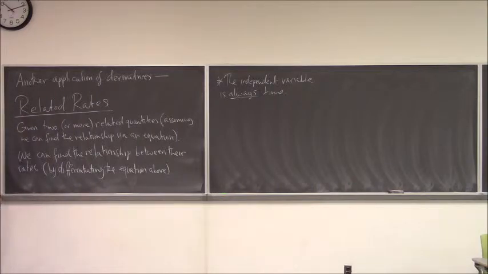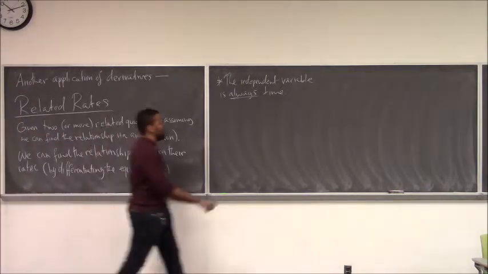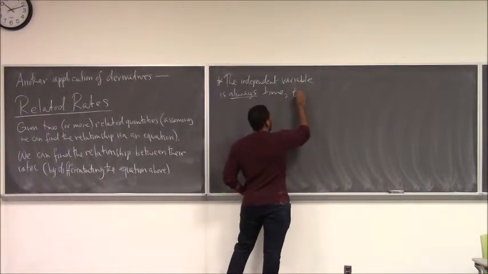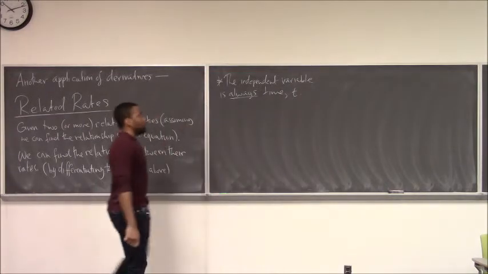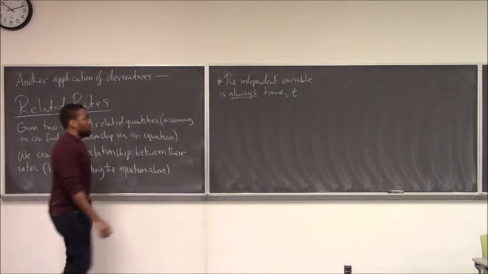And t is the only thing that, when you differentiate it, won't have some kind of chain rule reaction. Right? Everything else will. So the independent variable is always going to be time, which will often be denoted by t. So that's one other thing.